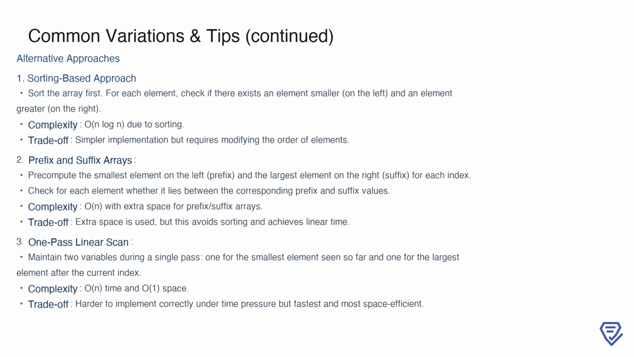Finally, the most efficient method is a one-pass linear scan. Maintain two variables while iterating through the array, one for the smallest element seen so far and another for the largest element after the current index. This approach runs in O(n) time with O(1) space, making it the fastest and most space efficient, though it can be harder to implement correctly under time constraints.